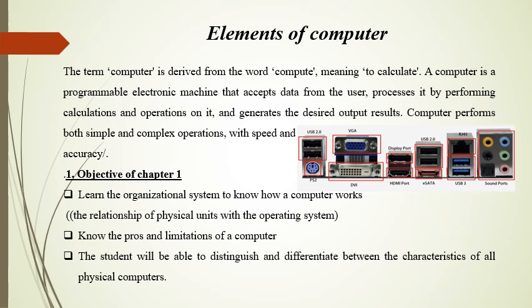The main objectives of the first chapter: first, learn the organization system to know how a computer works; second, know the pros and limitations of a computer; and finally, third, the student will be able to distinguish and differentiate between the characteristics of all components or physical parts of computers.